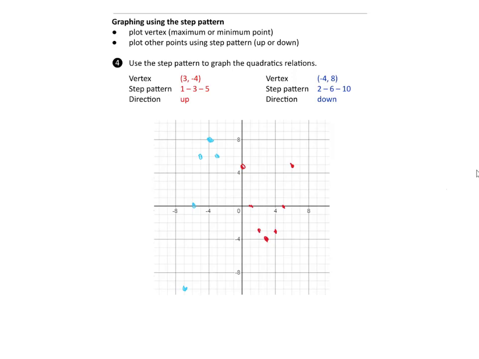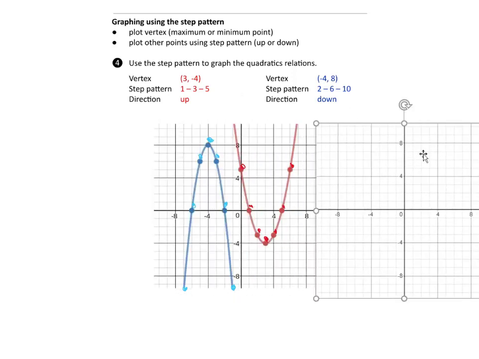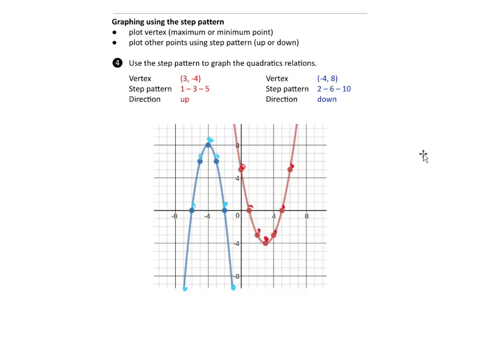Same idea, the opposite direction. Over 1, down 2. Over 1, down 6. Then over 1, down 10. So this one's going to be very steep and accelerate much quicker. And if you draw the line to fit it, obviously this shifted a little bit, but it's still pretty accurate and shows you a good depiction of our parabolas here.